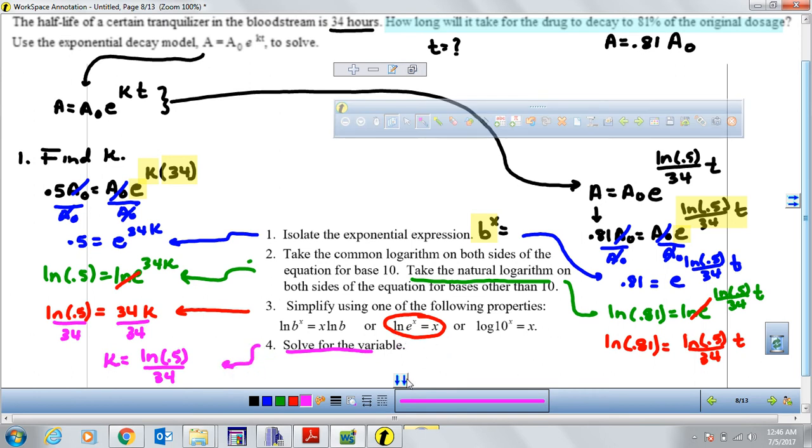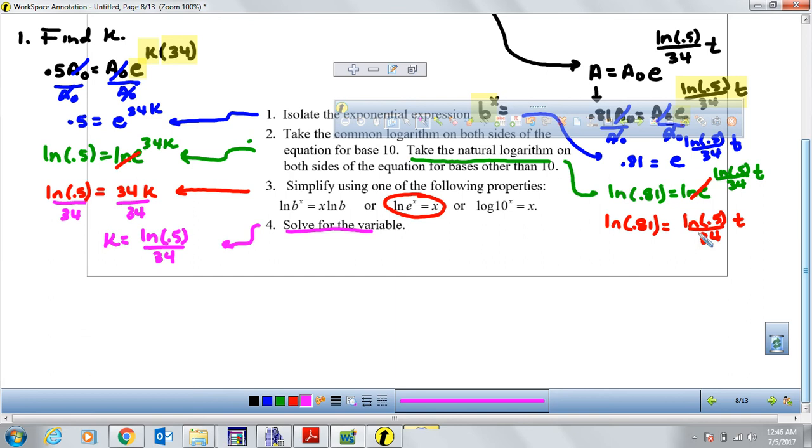So to solve for T right here, first of all, that 34 that is dividing, I'm going to multiply the 34 on both sides, so that way I can get rid of the 34. So that gives me 34 times the ln of 0.81 equals ln of 0.5 times T. And then to get rid of the ln of 0.5, I am going to divide on both sides. So I divide the ln of 0.5 on both sides. This is how we're going to find the time.